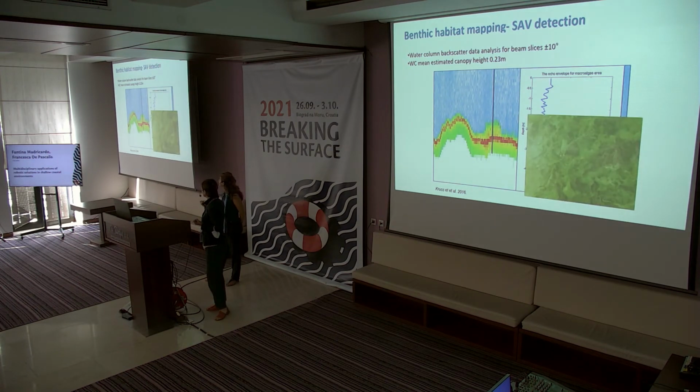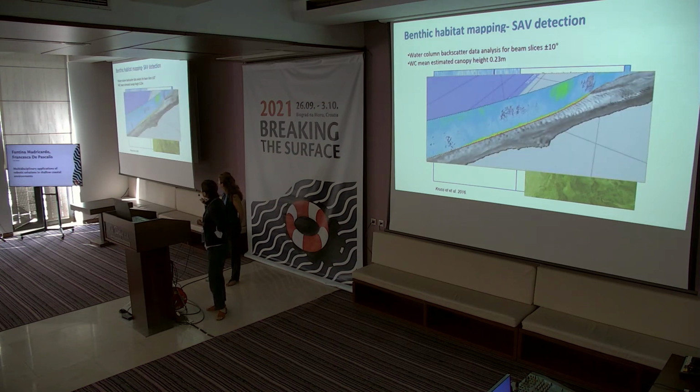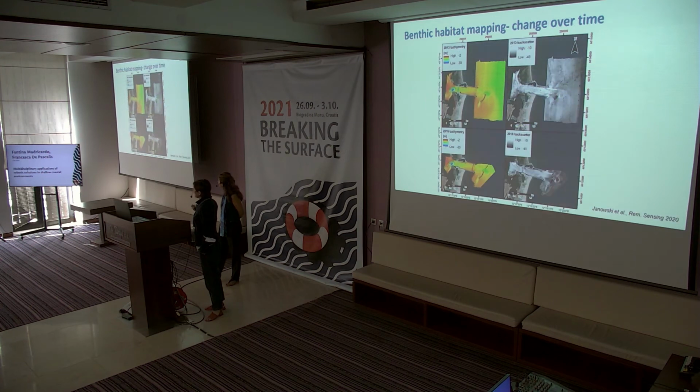This is a type of vegetation that we mapped there. And you can combine the backscatter data of the seafloor together with the backscatter data of the water column, and have a picture of the distribution of submerged aquatic vegetation. This would also be very nice to do with a robotic solution, with this kind of sensor.